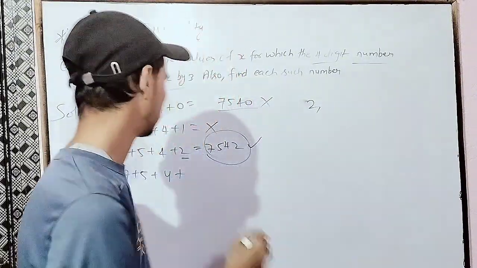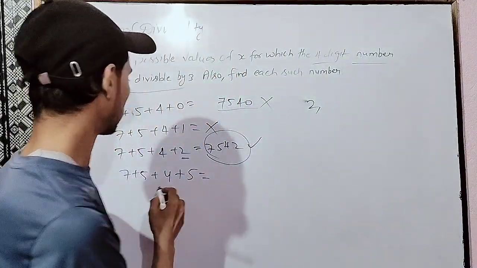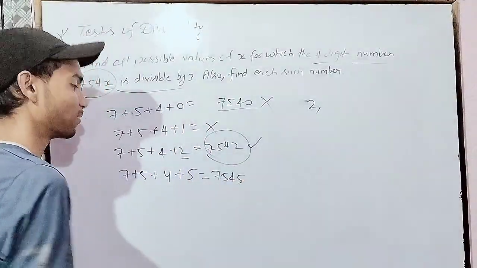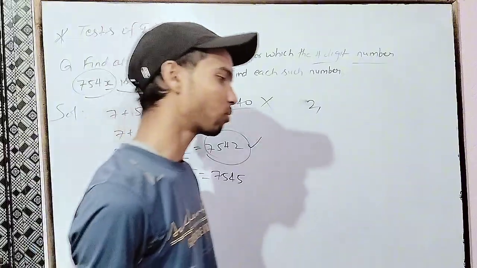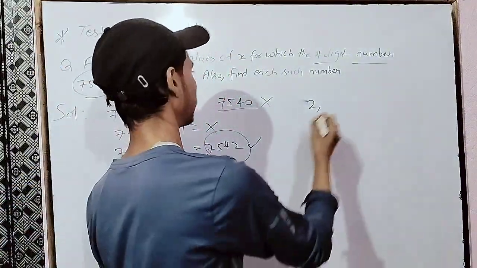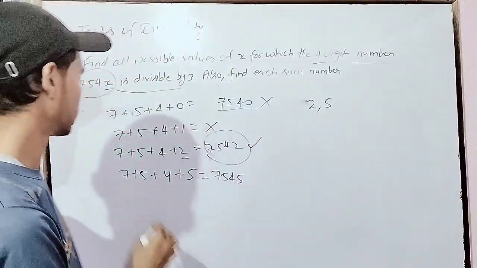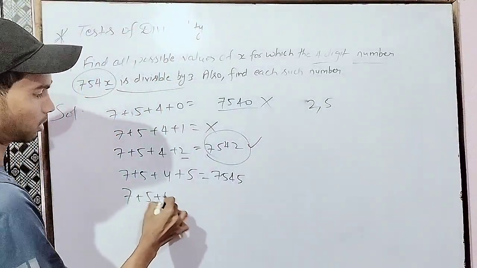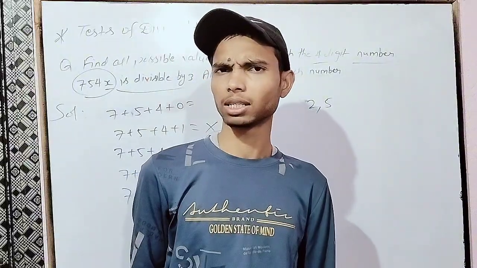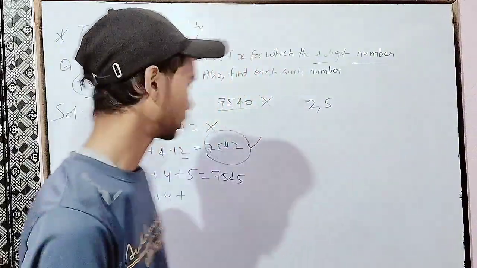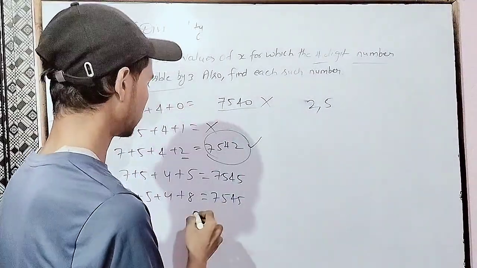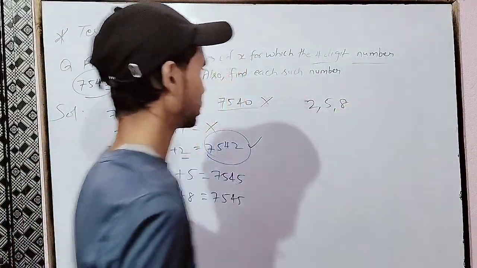No, 5. So here 7, 5, 4, 5. Okay. 4, 5, 9, 9, 5, 14, 14 and 7 will become 21. Yes. Here 5 is the second digit. Similarly, 6 gives 22, 7 gives 23, 8 gives 24. So here 8 is the third digit.